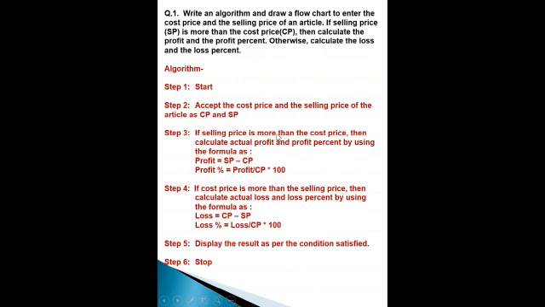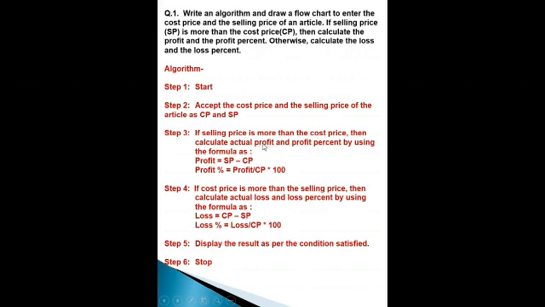If selling price is more than the cost price, then calculate the actual profit and profit percent by using the formula. Profit is equal to SP minus CP, selling price minus cost price. If selling price is more than cost price, it will give profit. So we put the formula for profit. Then profit percent is equal to profit divided by CP, multiplied by 100.